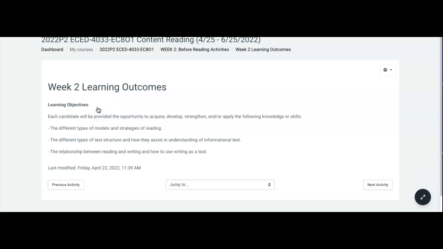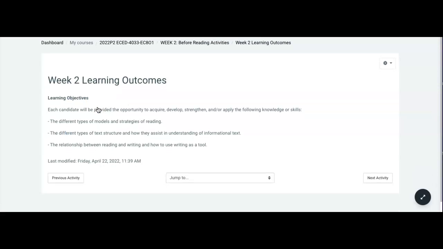Our learning outcomes this week. By the end of the week, you will have had the opportunity to acquire, develop, strengthen, and/or apply this knowledge: the different types of models and strategies of reading, the different types of text structure, and how those text structures assist in understanding of informational text, and the relationship between reading and writing, and how to use writing as a tool.